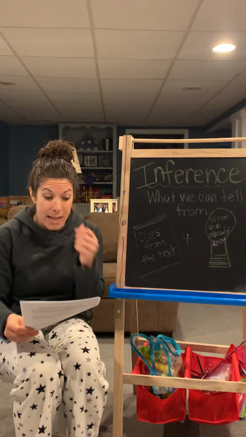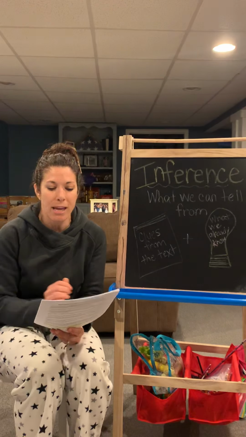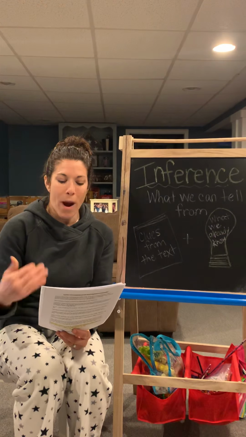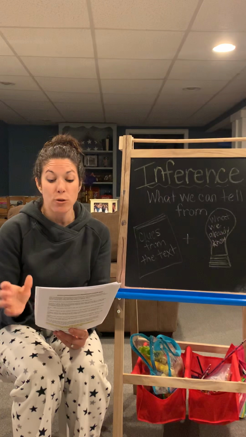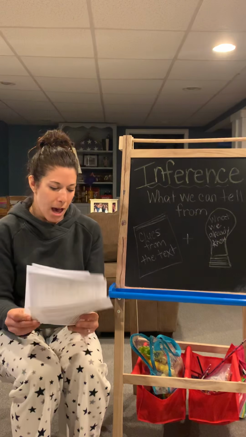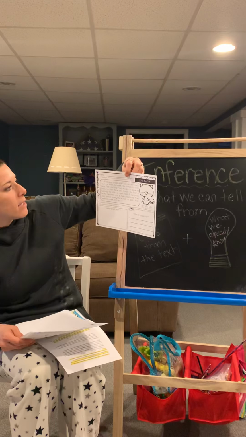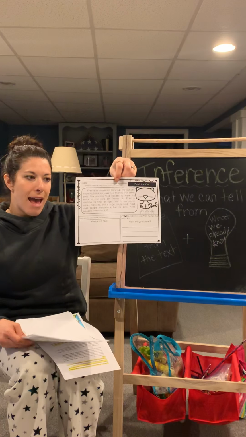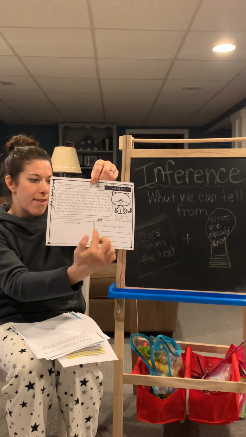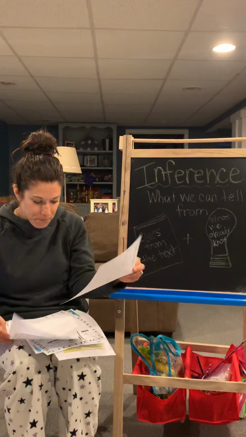The final center would be an independent practice. So this is where students will practice making inferences by reading a short story. Then students must infer where the character is in the story. They will draw a picture of where he is and then write a clue from the text that helped them figure that out. So that would look like this. This is called Fred the Cat, and it's just a quick little short story. They draw a picture of where Fred is, and then how do you know? They have to write where in the story they figured that out.